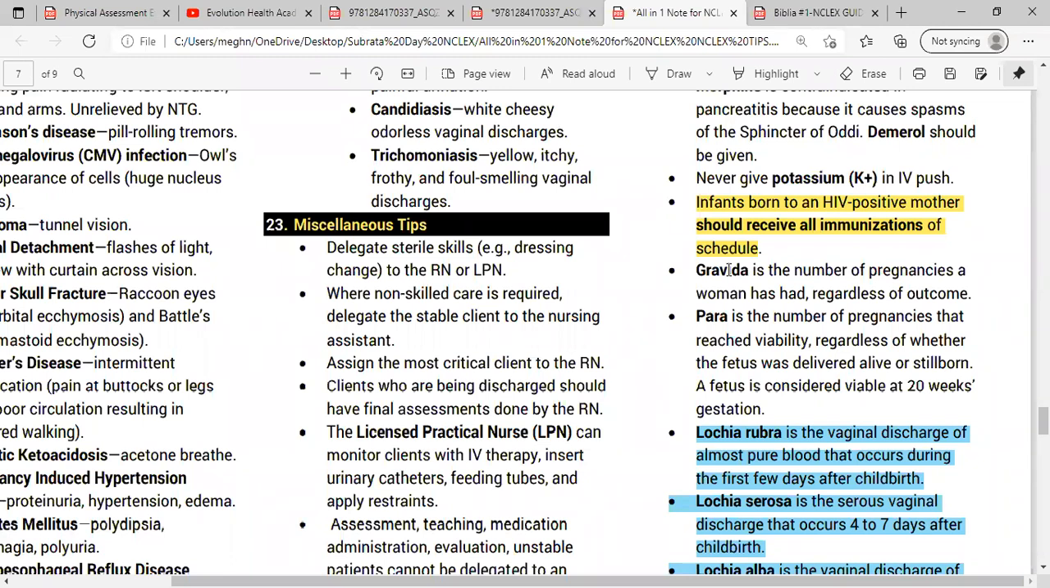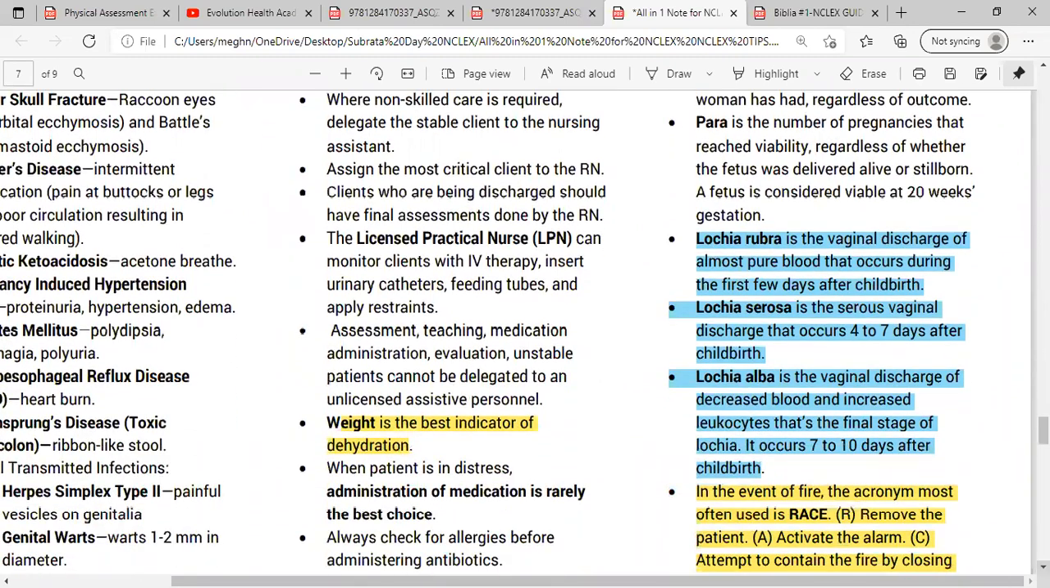If I ask what is parity? Parity means the term, preterm, abortion, and living children. Now I'm going to go over 3 keywords: one is rubra, serosa, and alba. We call this lochia assessment.